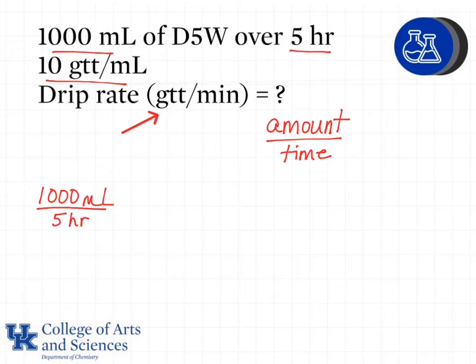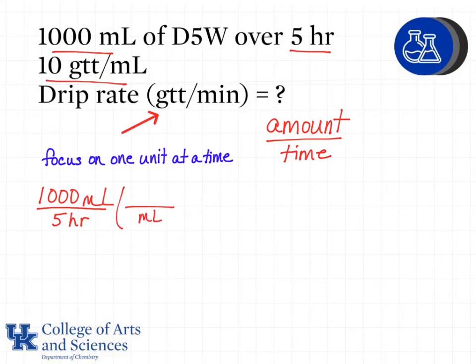So we're starting with our 1,000 milliliters over 5 hours, and we're going to again focus on one unit at a time. And I'm going to start with the milliliters for no other reason than it's in the numerator. You could just as easily start with hours and you would get the exact same answers because you're going to do the same steps just in a different order. So we have milliliters in our numerator, which means I need milliliters in the denominator so that those units would cancel. And when I look back at the information given in the problem, I see that I've got a relationship that involves milliliters, which is 10 GTT per milliliter.